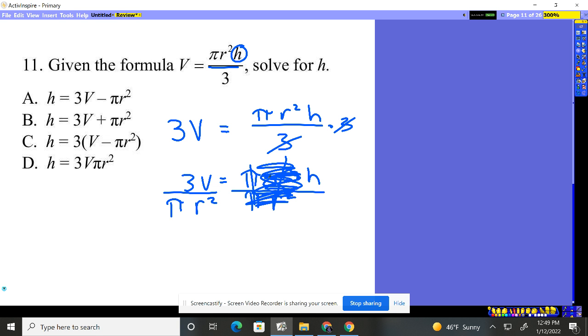Which one of these formulas appears to have that as our solution? Because we were solving for h. H is 3v divided by pi r squared, and it looks like it's choice E, none of the above. This is what the answer is, and it is not one of our choices. Therefore, we pick E, none of the above in this situation.